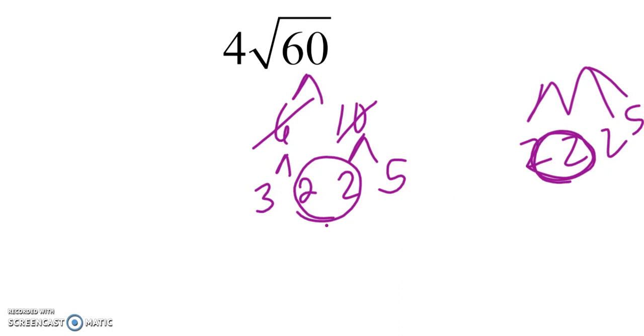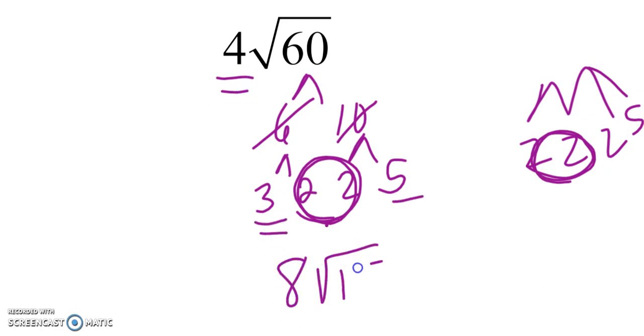Sorry, so back to this problem. So a pair of 2's would come out, but let's not forget the 4, so it would be 8, and then the 3 and the 5 would get multiplied together and be 15. So 8 root 15 would be that.